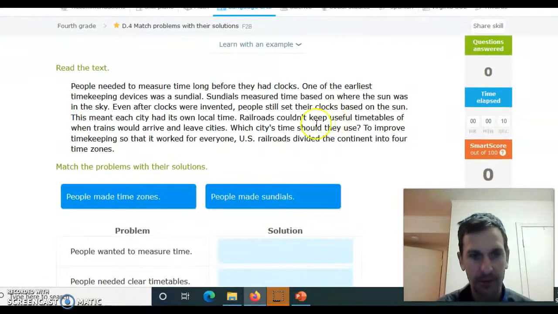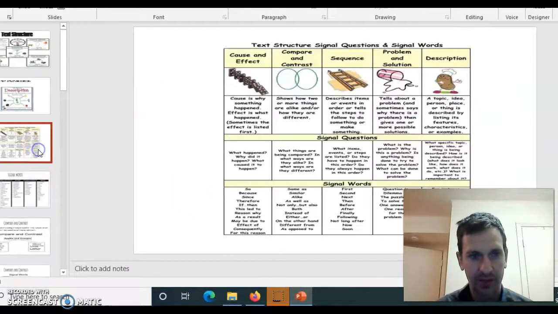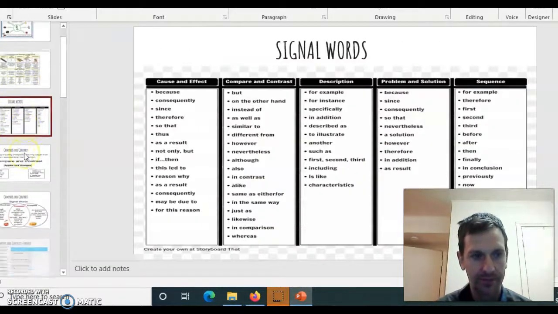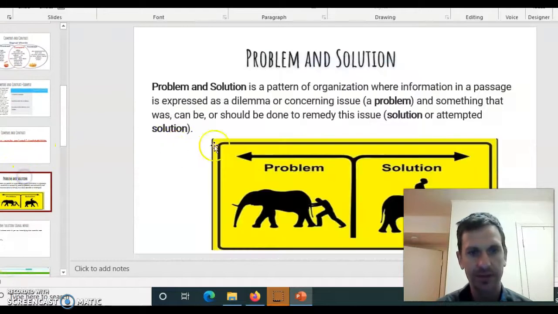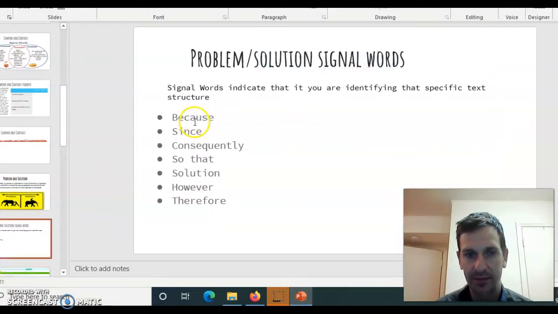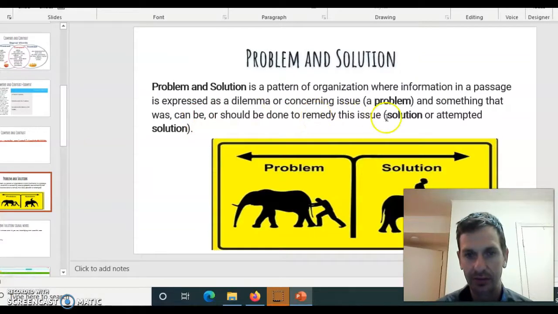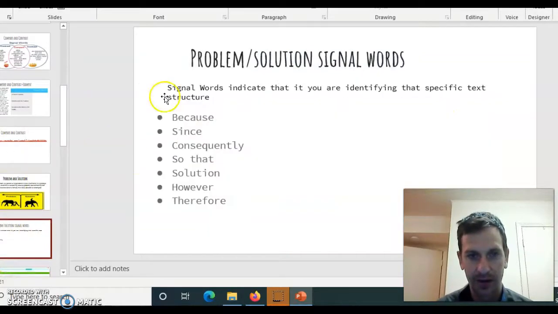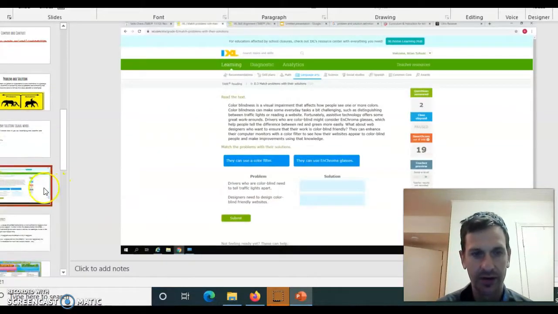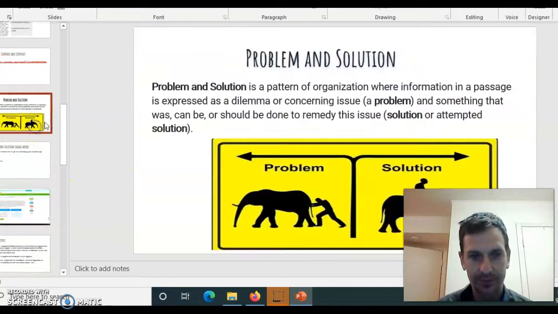Alright, match the problems and solutions. Let's go back to our PowerPoint. Review our PowerPoint. What's a problem and solution? It's an organization where events in a passage are expressing a dilemma or concerning issue, a problem, and that something can be done or should be done to remedy it, the solution. Alright? These are words: because, since, consequently, so that, solution, however, therefore. These are your problem and solution. This is what it is.